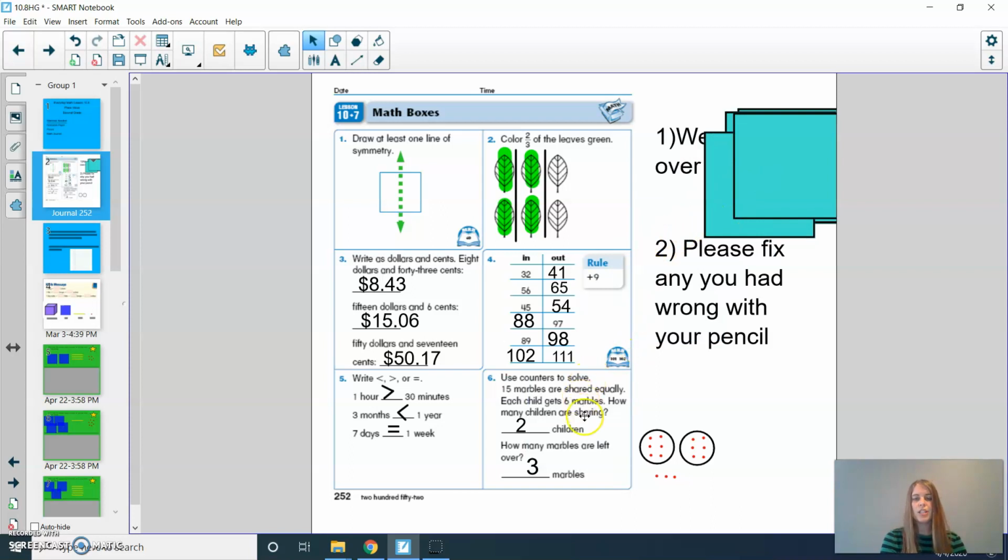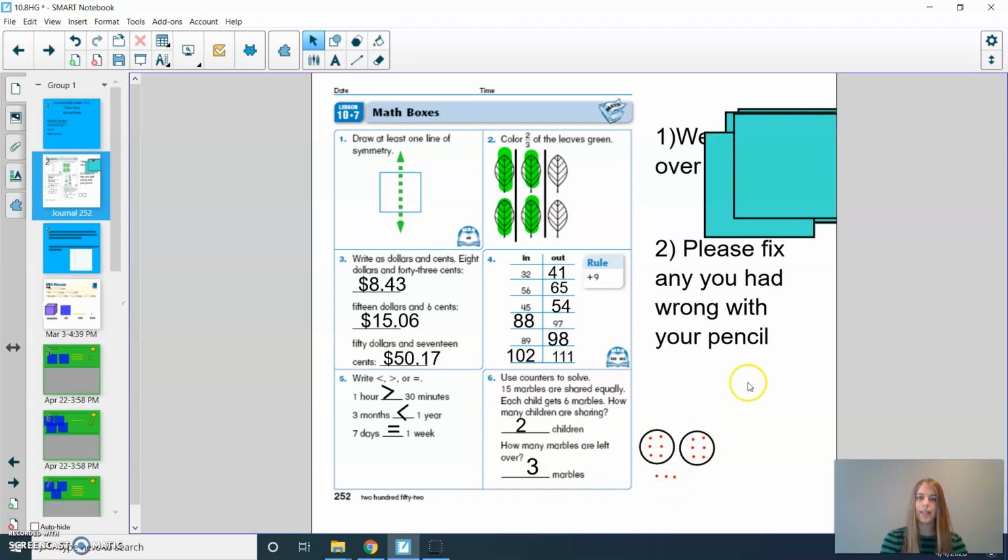For question number 6, use counters to solve. 15 marbles are shared equally. Each child gets 6 marbles. How many children are sharing? So I divided my 15 marbles and I wanted to make sure that each got 6. So I gave one child 6, I gave 2 children 6, and then I started giving a third, but I noticed I wouldn't have enough to have 3 children share the marbles. So I'm only sharing between 2 children because 6 plus 6 is 12, and then I have 3 marbles left over.